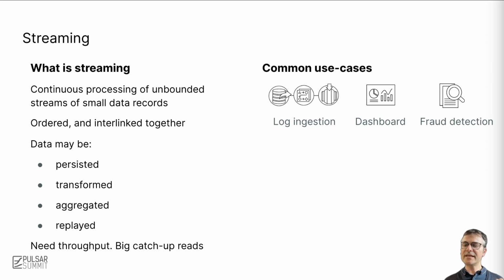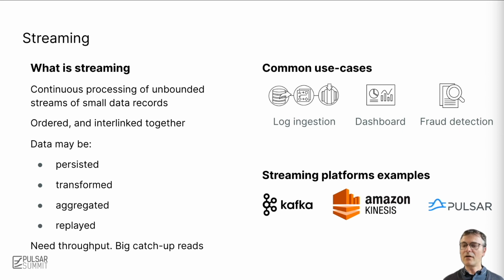Typical use cases include log ingestion, and other use cases can be about real-time analytics. So you will make the right decisions based on fresh data. You won't wait for a batch process to be run tomorrow. For example, you can implement a dashboard that is updated in real time or implement fraud detection. The most common streaming platforms are Kafka and Amazon Kinesis, and of course, Pulsar is also a great streaming platform. However, Pulsar can do more than data streaming.